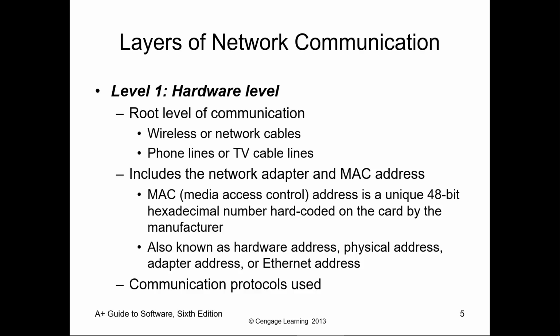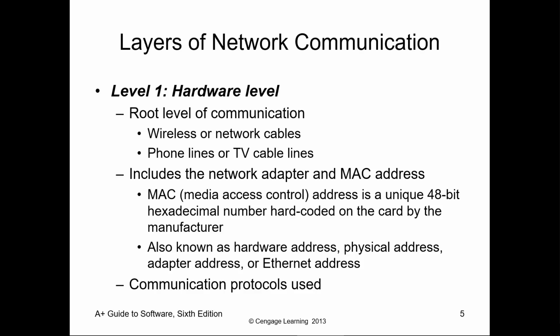So in general, the first level is defined as the hardware level and the root level of communication. Normally this deals with wireless or wired, so it's going to be more of the physical media. And in this general sense, we're also going to include MAC addresses or physical addresses for our communication. Now, a MAC address is also known as a Media Access Control address, and it's a unique 48-bit number, normally displayed in hexadecimal, which is hard-coded per individual network interface card or NIC card, and it's coded by the manufacturer. Sometimes this is called a hardware address, physical address, adapter address, or Ethernet address, but it is really all just a clever way of stating a MAC address and the communication protocol used.